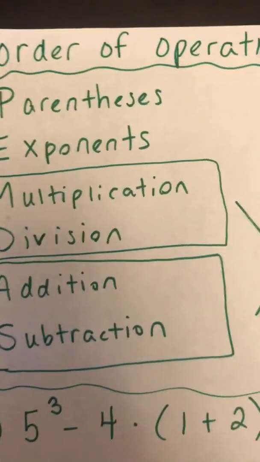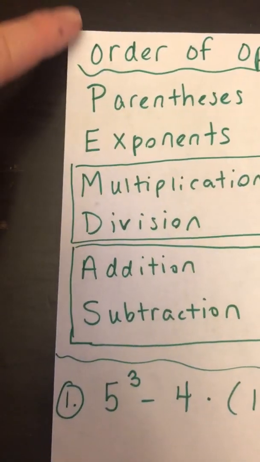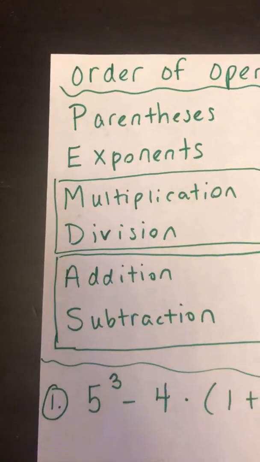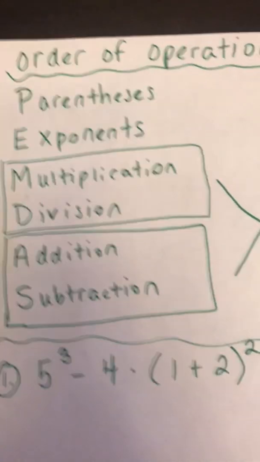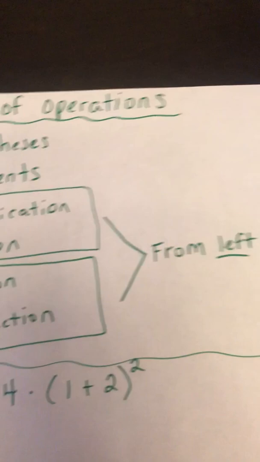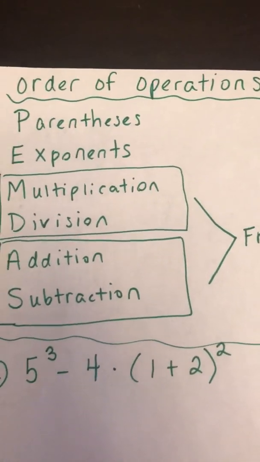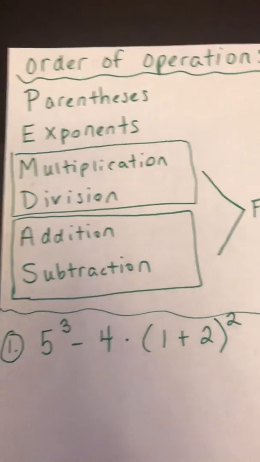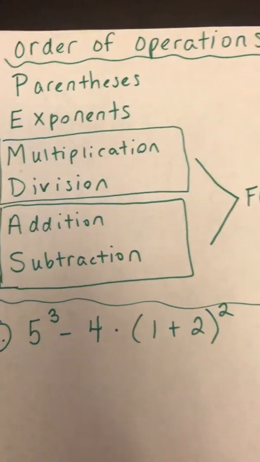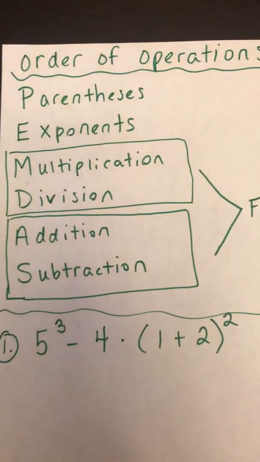Maybe you're familiar with PEMDAS, if you've heard teachers say it that way, or you may have heard, please excuse my dear Aunt Sally. Those are all little acronyms to help us remember. So basically, we have an order of operations so that when we're all simplifying expressions, we will all come to the same answer if we all do it in the same order.